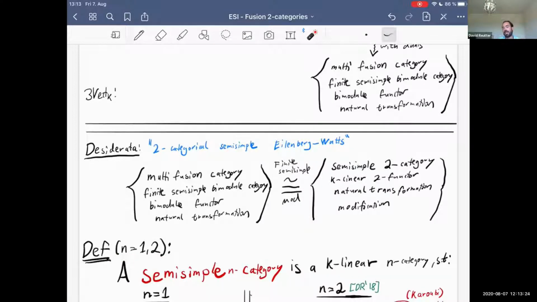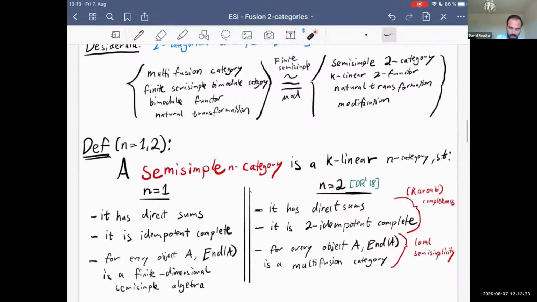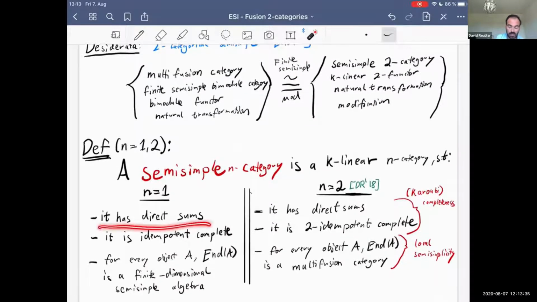So a semisimple n-category for n = 1 or 2 is a k-linear n-category such that... so let's look at the definition. A semisimple 1-category is a k-linear 1-category which has direct sums, which is idempotent complete, and such that for every object A, the endomorphisms form a finite dimensional semisimple algebra. Now there are many definitions of a semisimple 1-category, they're all equivalent, and they all look a bit different. This one is a very convenient one to categorify. I think it nicely fits into this hierarchy of notions that we've seen before.